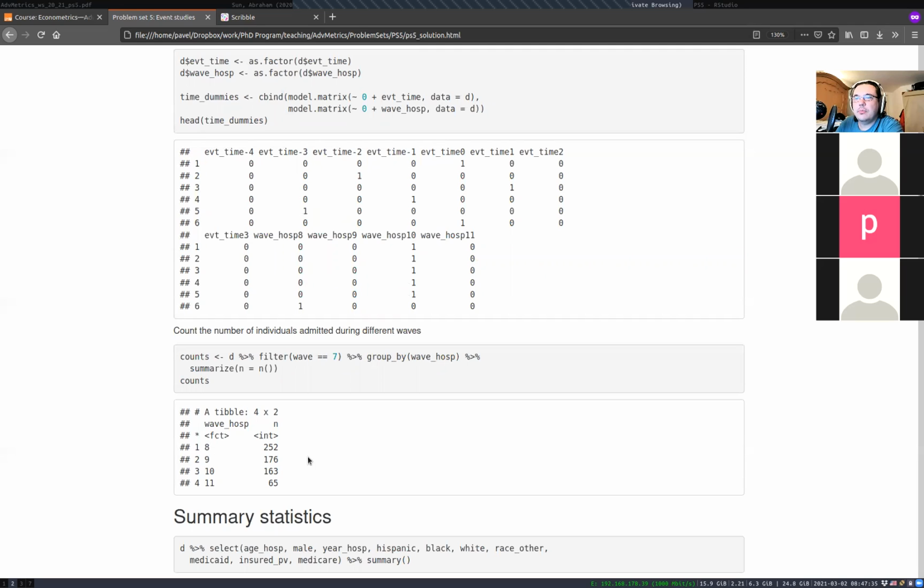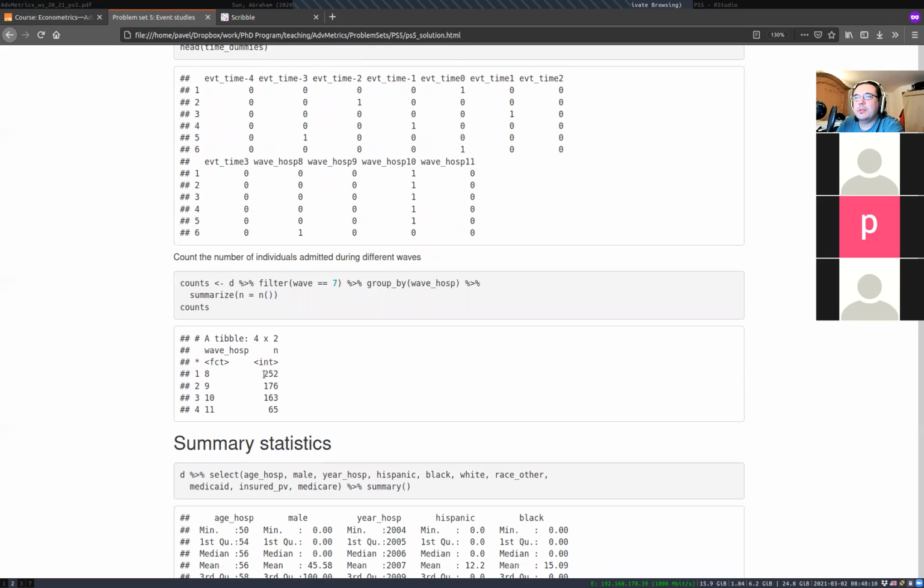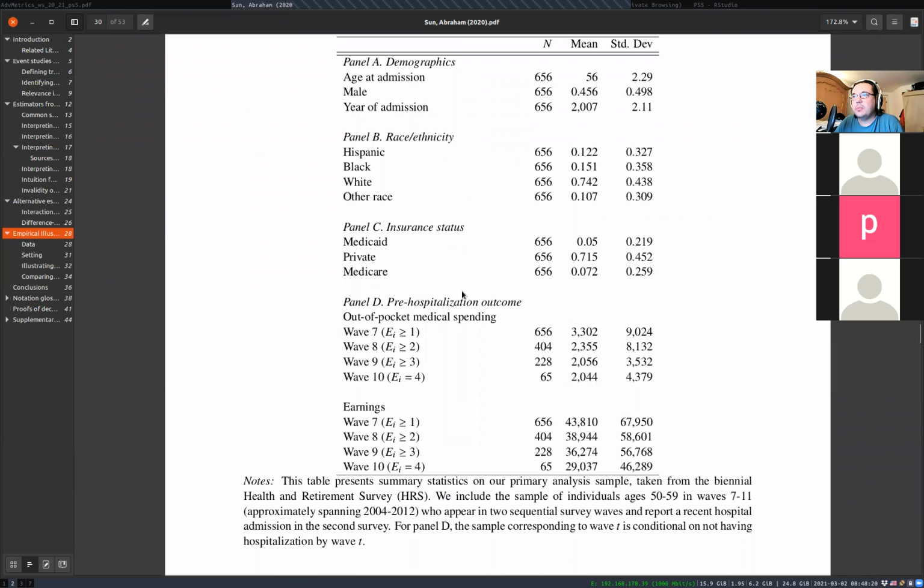Then we can look at the number of individuals that are hospitalized, or admitted to the hospital, during different waves. Again, we can choose one of the waves because now we have this wave of hospitalization variable. That's the same for a given individual in each time period because it's the cohort variable. Basically, we just have the number of individuals in each cohort, and we can compare those with the summary statistics in the table, these pre-hospitalization outcomes.